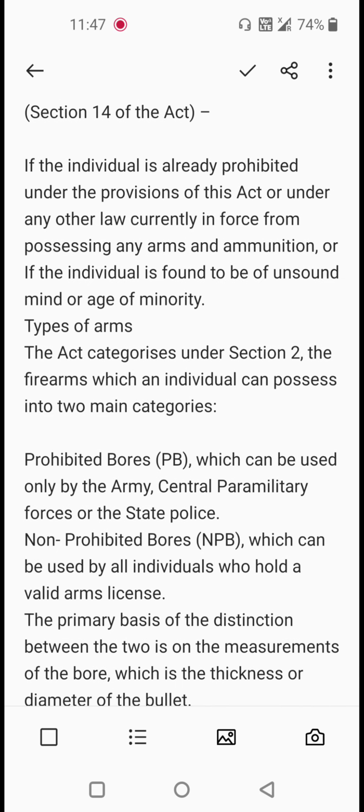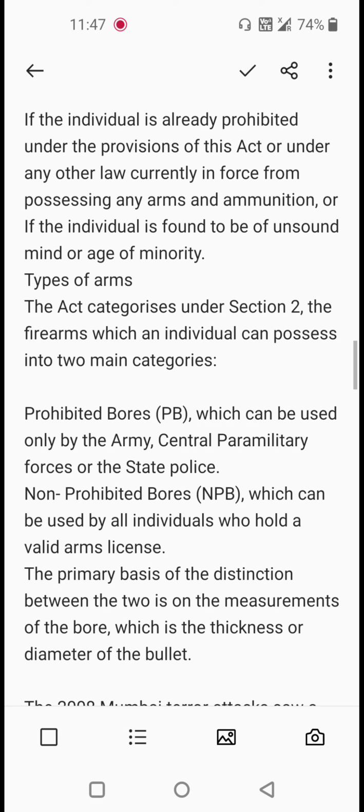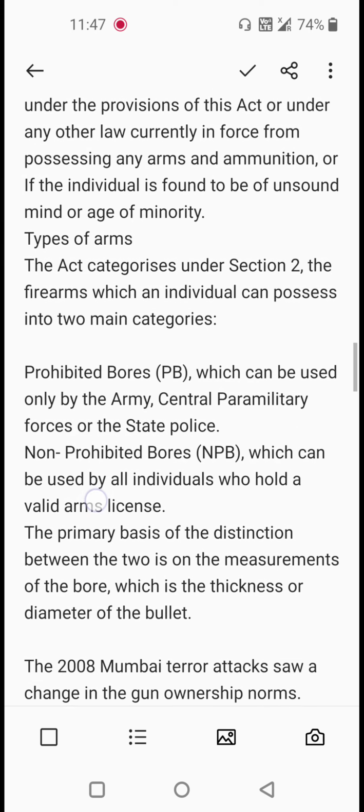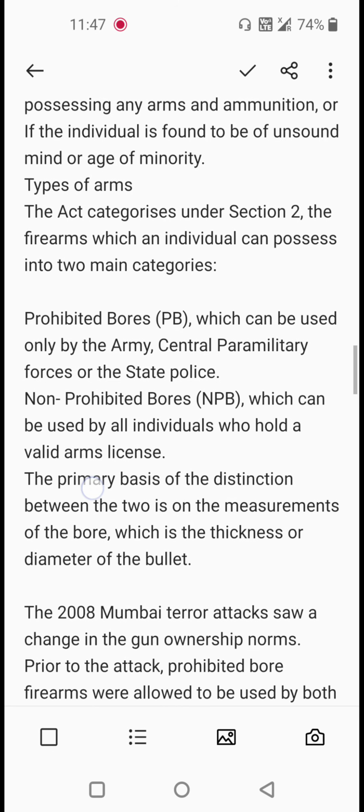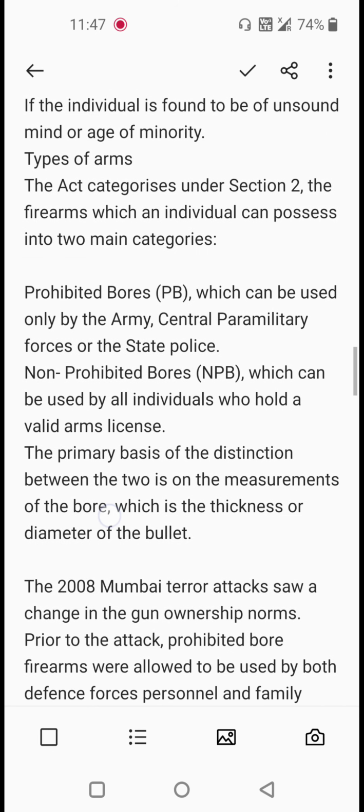What are the types of arms? This is given under Section 2. The firearms which an individual can possess fall into two main categories: prohibited bores (PB), which can be used only by the army. PB weapons can be used by the army or central paramilitary forces. Central paramilitary forces means forces like CRPF or ITBP.